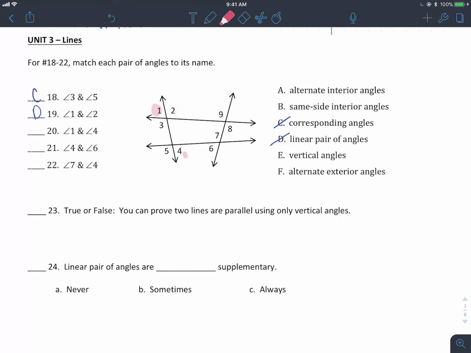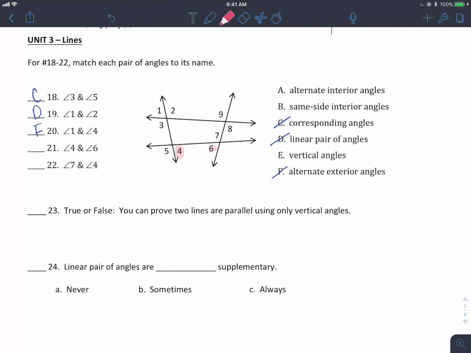1 and 4 are going to be these two. They use this line and this line. 1 and 4 are outside. They are both in the exterior. They are on alternate sides of that transversal. So that means that 1 and 4 are alternate exterior angles.